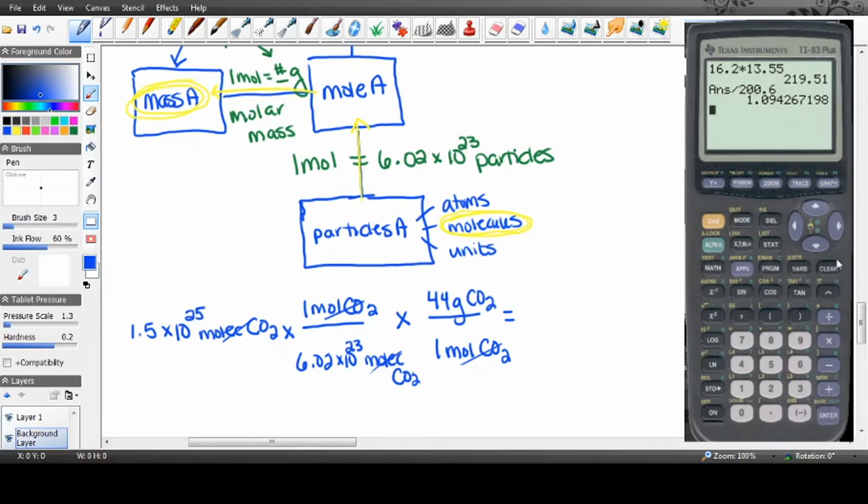So one last calculation to do here together. 1.5 to the 25th times 44 divided by Avogadro's number. Boom. And I need to get to 2 sig figs, so I'm going to round this answer to 1,100 grams of CO2.